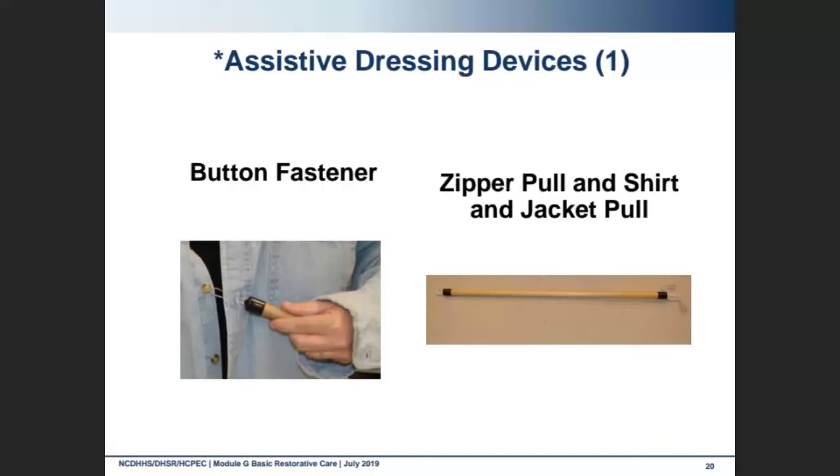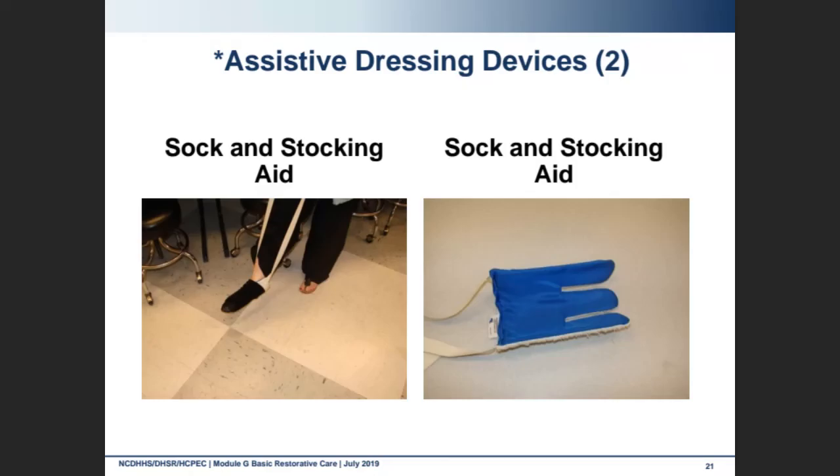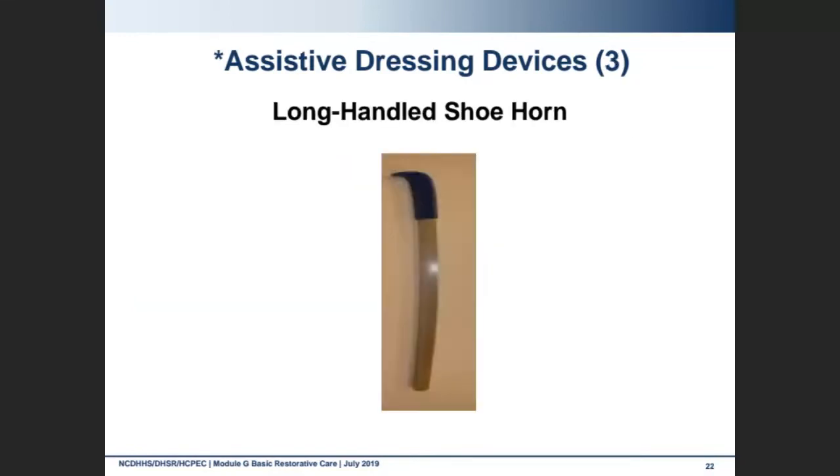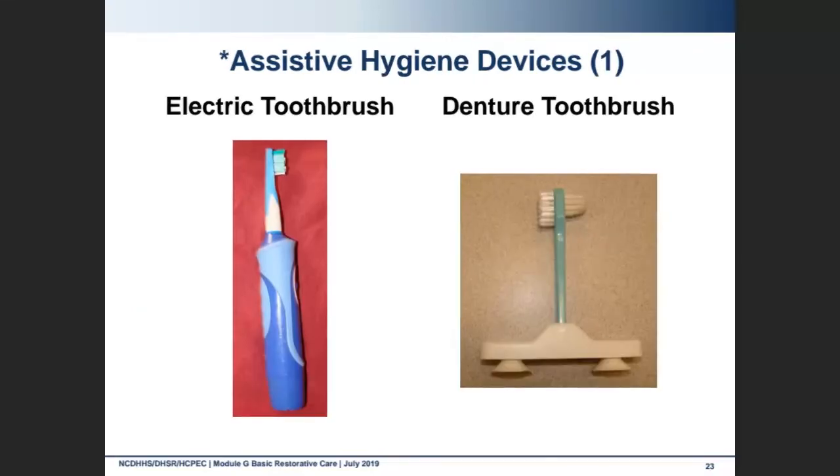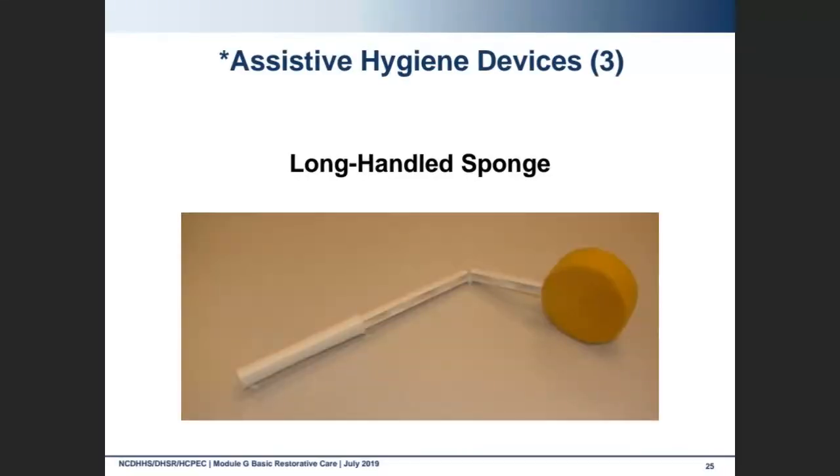There's shirt and jacket pulls to help you be able to button your own buttons and zip your own zippers. I mean, I didn't even know some of these things existed until I started teaching this class. I knew about a lot of them, but some of them I hadn't seen. There's sock and stocking aids, long-handled shoe horns to get your shoes on. We've got electric toothbrushes, denture care kits, fingernail brushes. Those are the fingernail brushes. There's these extra long handled sponges so that people who can't really reach well can still bathe themselves adequately.